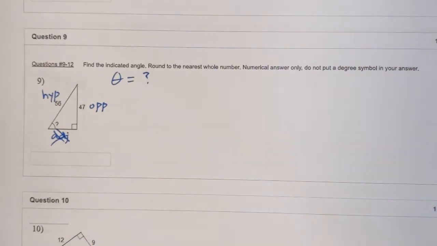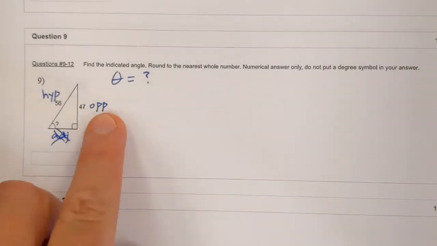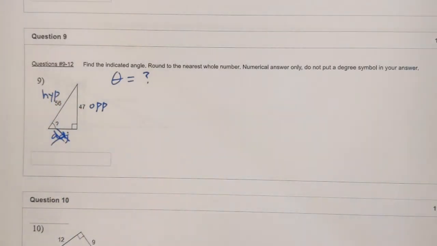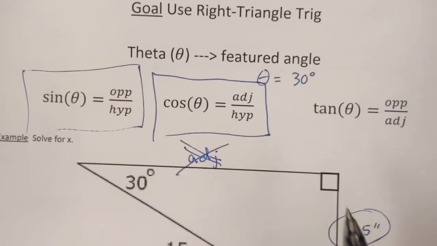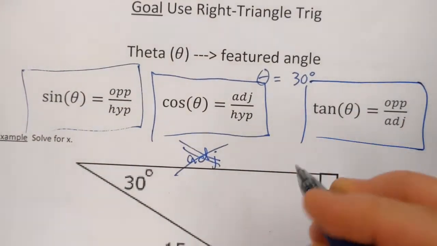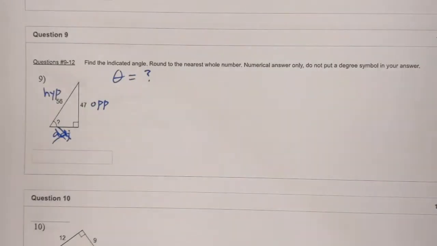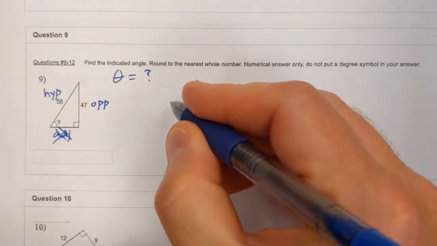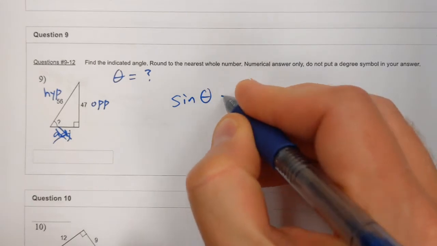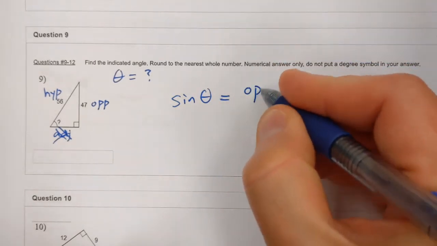So now we need to choose. We're left with opposite and hypotenuse. So we need to choose one of these three featured trig identities. The only one that uses opposite and hypotenuse is sine. So I'm going to choose the sine identity.